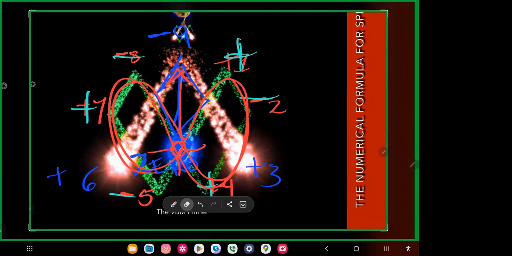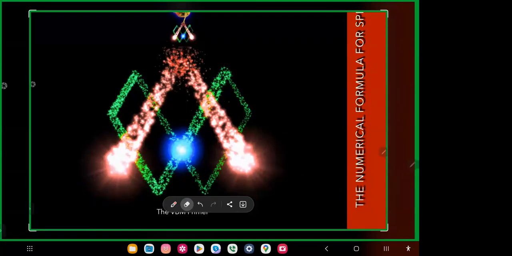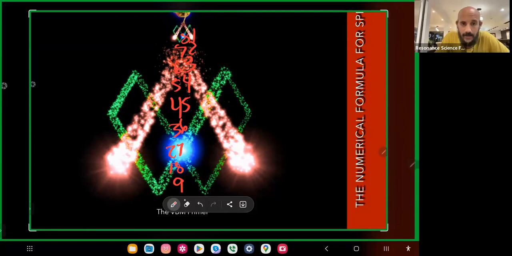Every multiple of 9 reduces to 9. 9, 18, 27, 36, 45, 54, 63, 72, 81. It always equals 9.